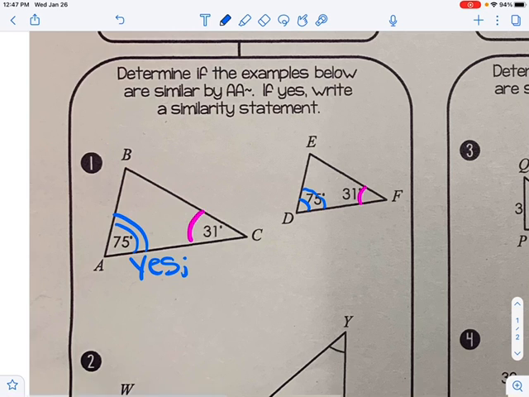Again, just like we did with congruence, naming the first triangle, order really doesn't matter. So I'm going to go ACB. And then now order will matter for my second one. So if I notice my pattern, I went ACB. I went from 75, 31 to the blank. Same pattern, from the 75 to the 31 to the blank angle.